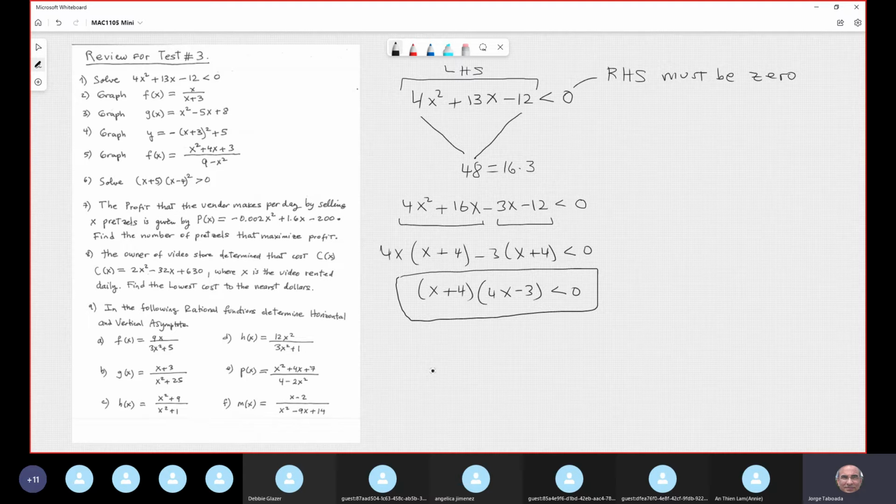Because immediately I find the critical values. A critical value is when you put the equation equal to 0. Therefore x plus 4 is equal to 0, therefore x is negative 4. This is my first critical value. My second critical value is 4x minus 3 equal to 0. When you solve this, 4x is equal to 3, so x is equal to 3 over 4. If you want to see it in decimal, it's 0.75.